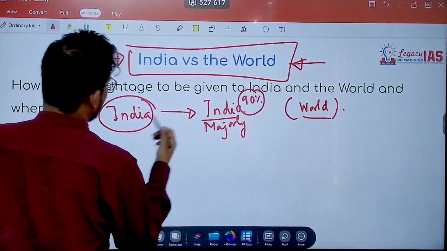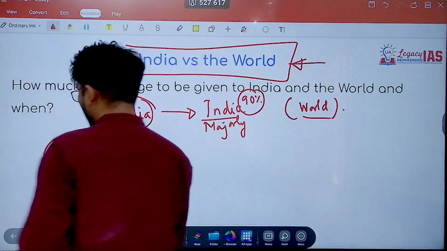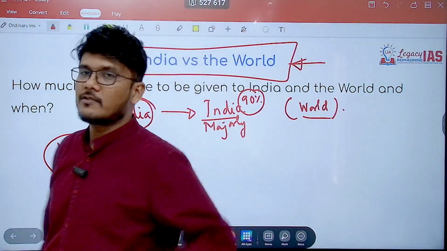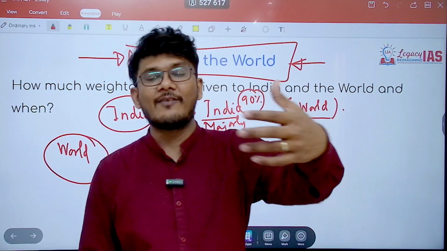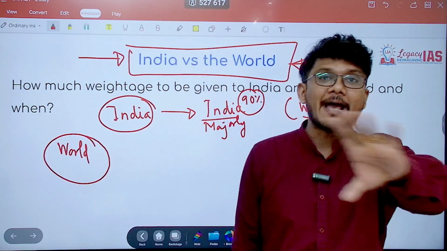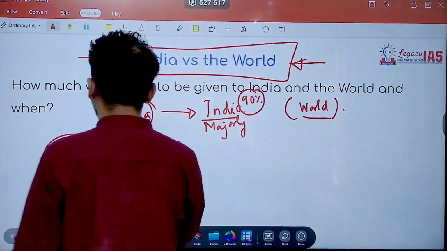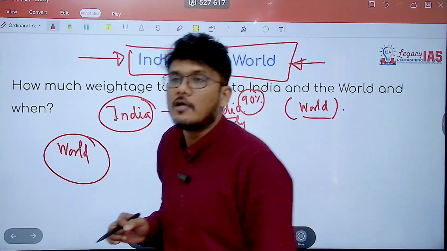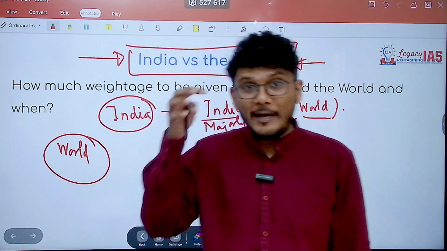Now, if the essay is talking about the world, here is the problem. For example, I gave you the essay of 2016 saying that cyberspace and internet, is it a boon or bane for human civilization? So when you talk about human civilization, they are talking about the entire world. Now will it be completely world, 90% world and just some amount of India? Probably not. Why? Because we are writing the UPSC Civil Services examination for India.